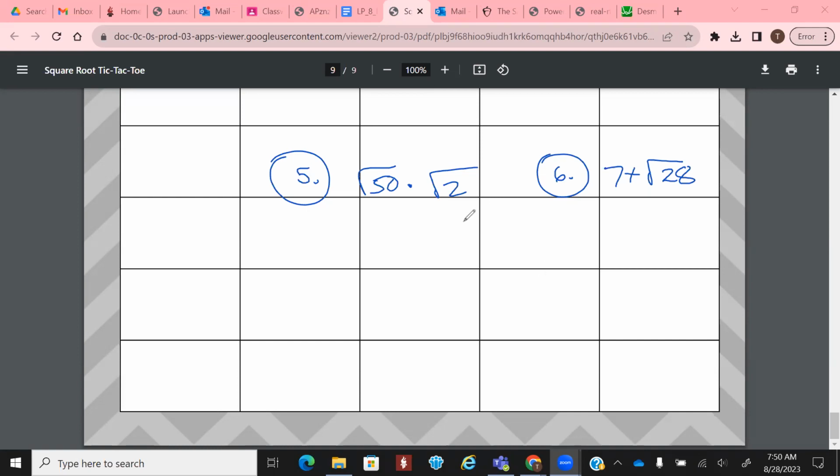So what's 50 times 2? 100. Can we take the square root of 100? Yeah. What is that going to give me? Is that rational or irrational? Rational.